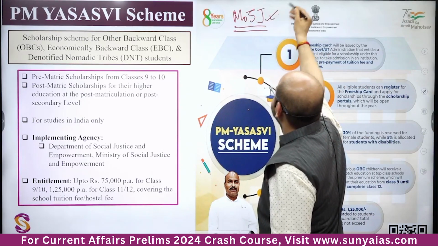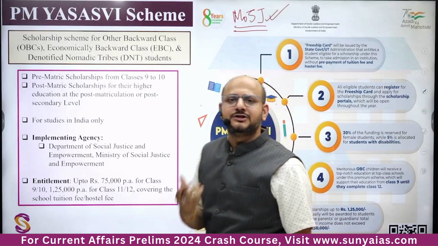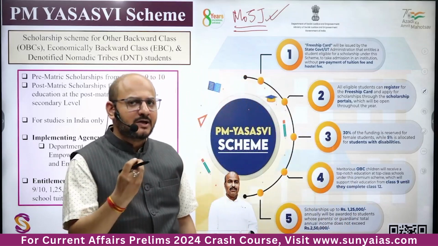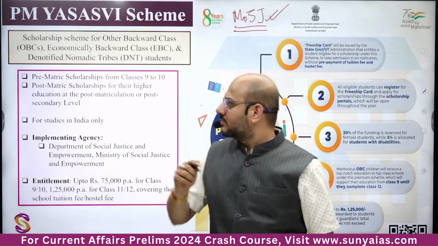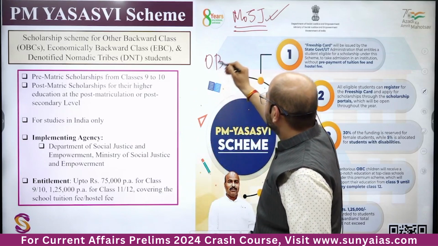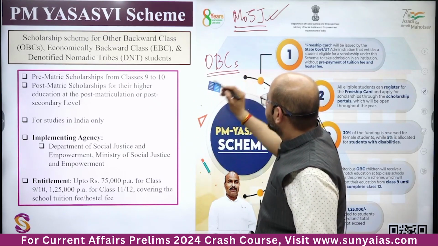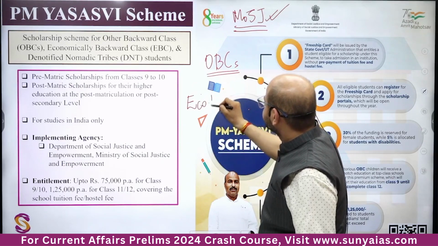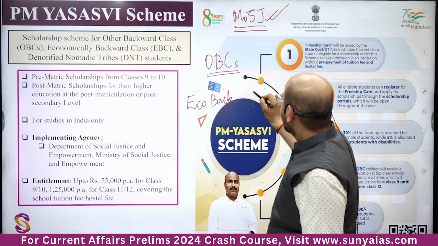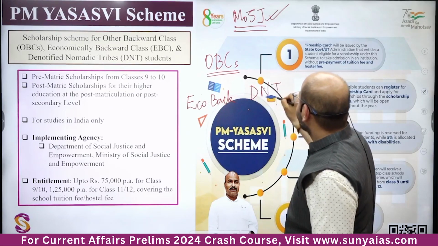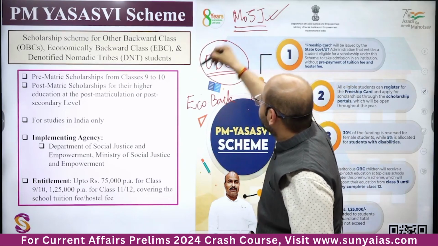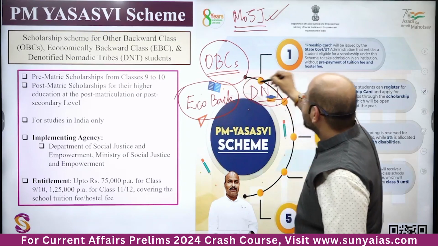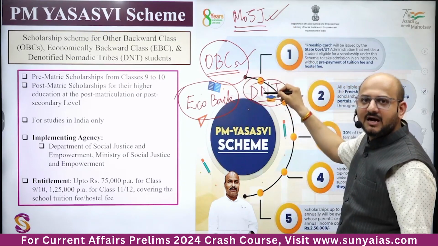Social Justice. It's a kind of scholarship program. Scholarship दे रहे हैं particularly OBC students को, then economically backward students, and denotified tribes. These three are the beneficiaries. This scheme is by the Ministry of Social Justice.